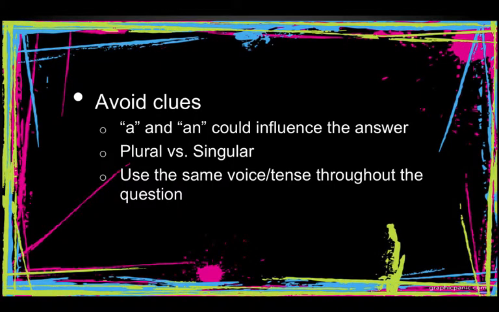And as for all questions, avoid giving clues to your students as to what the correct answer is. A couple of quick tips for this are using a versus an could influence your student's answer. If you use the word an, they might know that the answer begins with a vowel. Also, plural language versus singular language could give your student a clue as to what the correct answer is. And using the same voice or tense throughout the question also helps a lot in not only not tipping off your student as to what the answer could be, but also not confusing them.